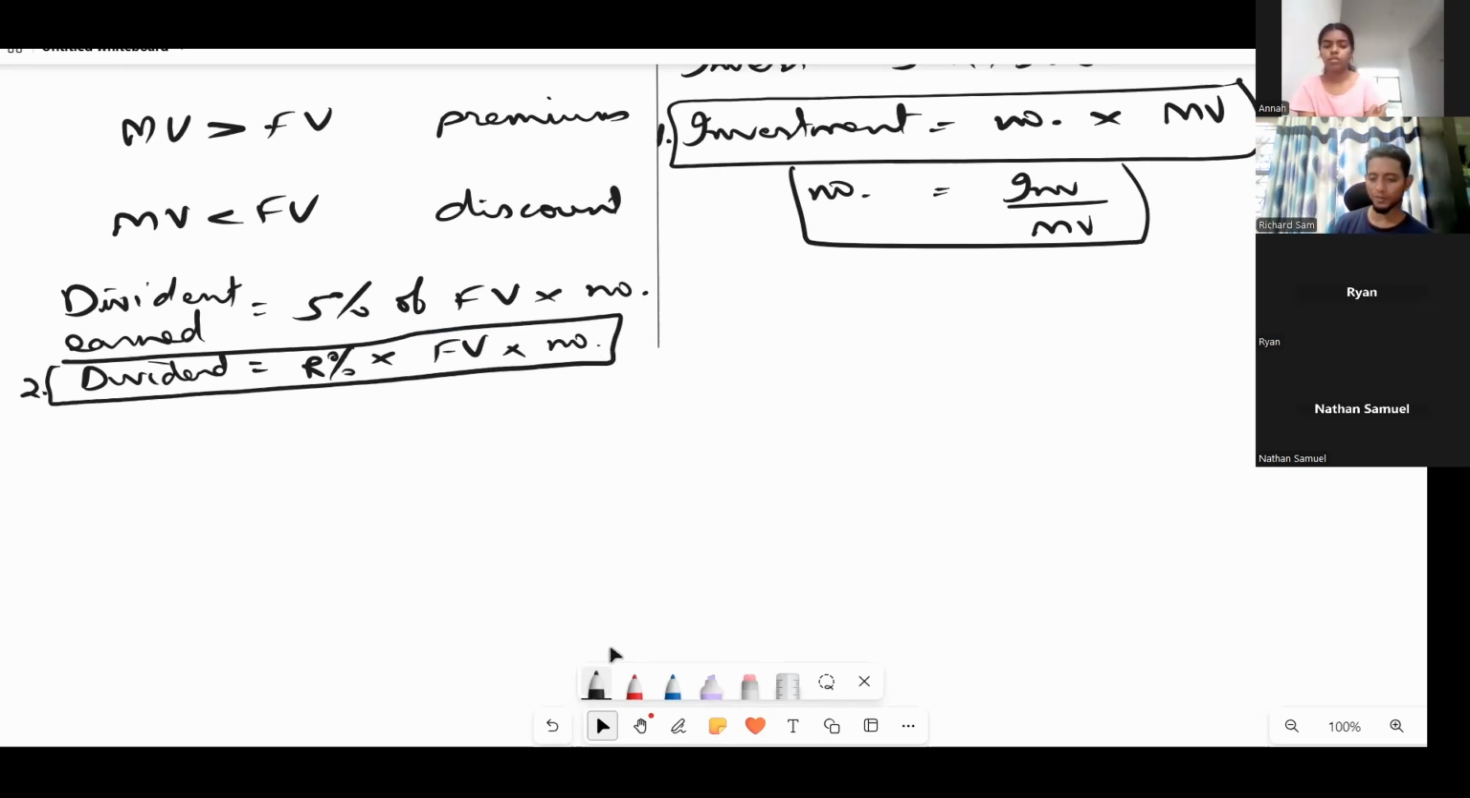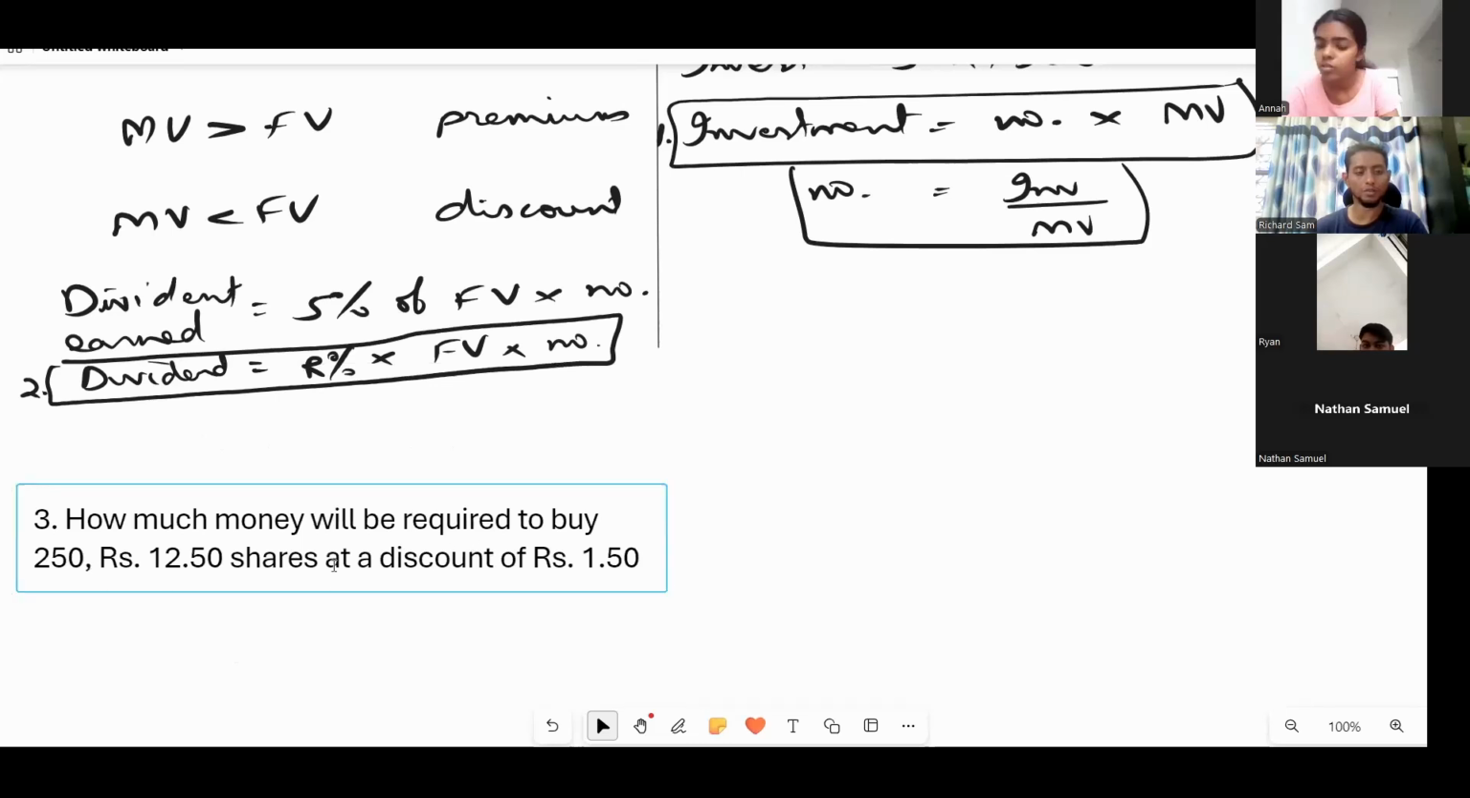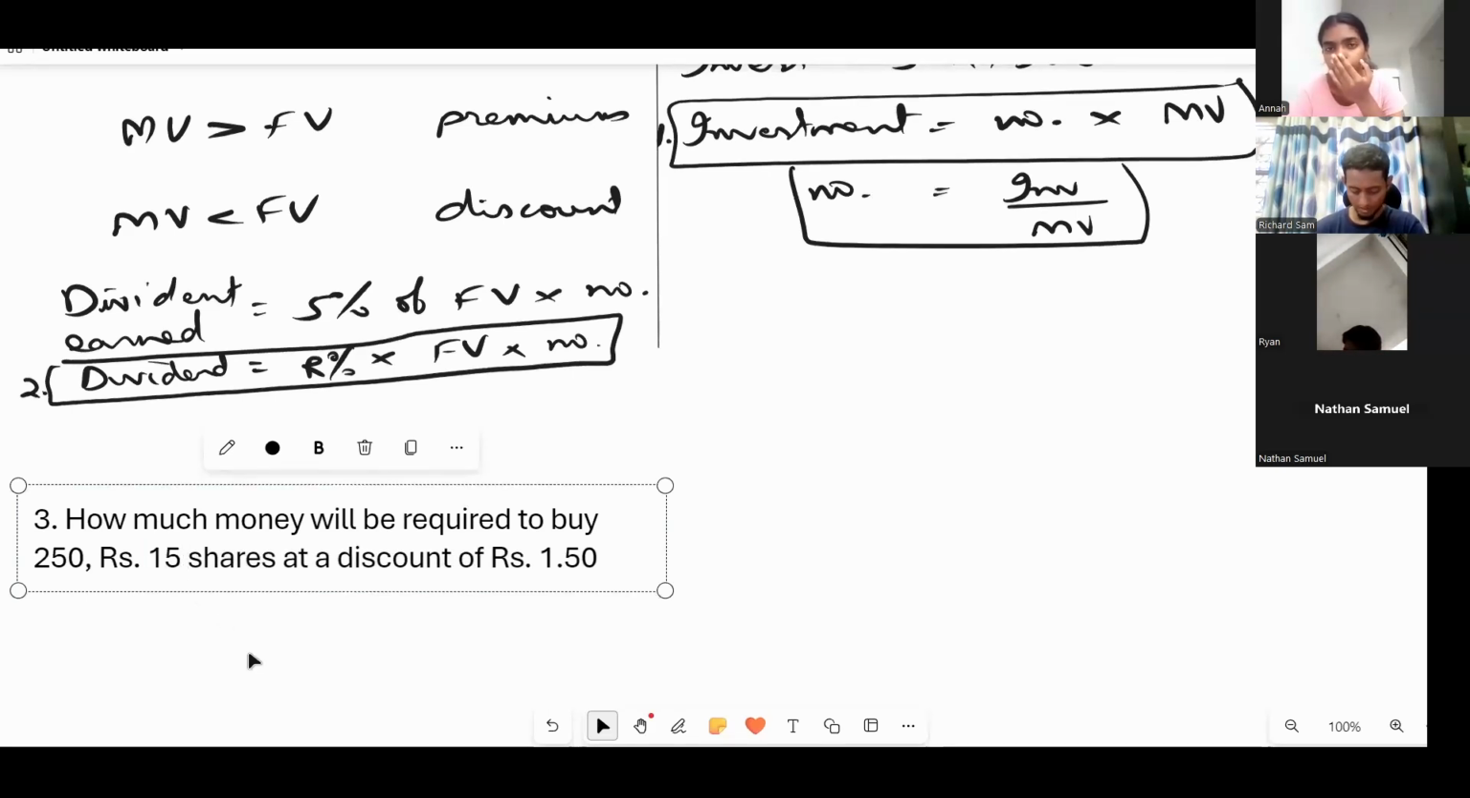All right, so there's one more formula, but we'll see that after some time. Let's do some sums based on these formulas so we understand this better. Okay. All right, we'll go to exercise 3A. Question number 3. Okay, how much money will be required to buy 250 rupees 15 shares at a discount of 1.5?